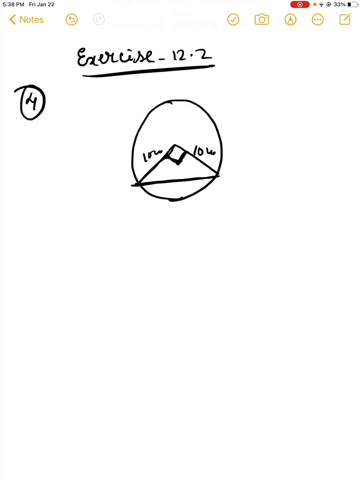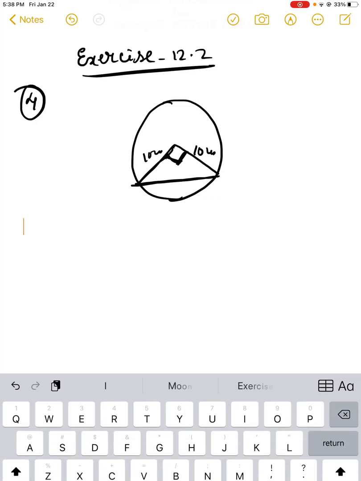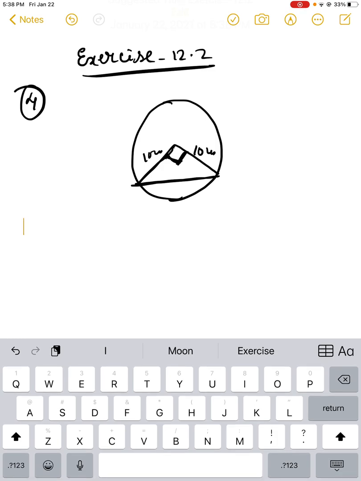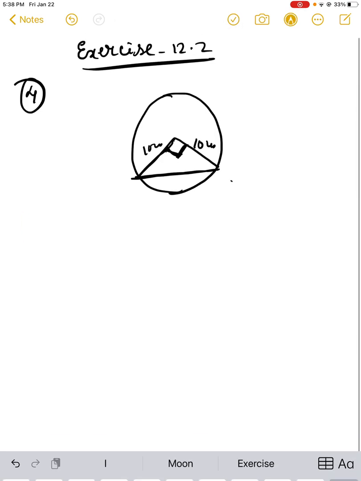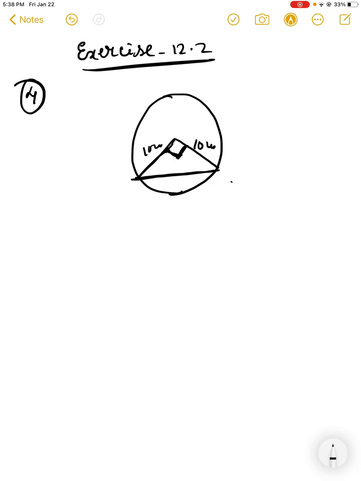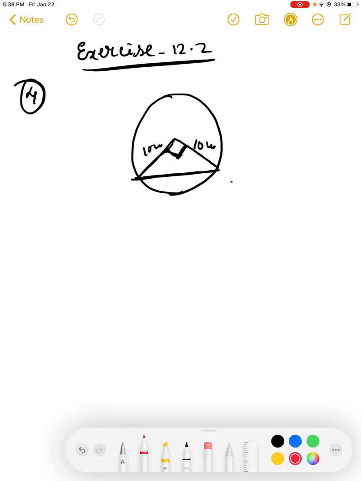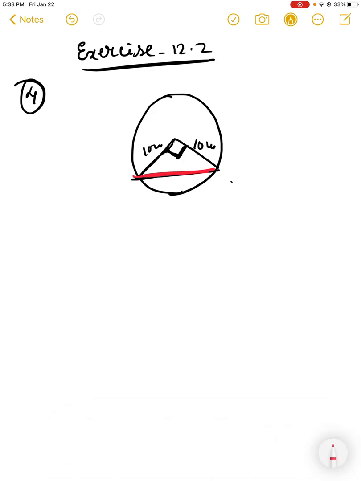This is exercise number 12.2, fourth problem. A chord of a circle of radius 10 centimeters subtends a right angle at the center. Now, this is the chord of the circle. It is given as AB and the center of the circle is O.